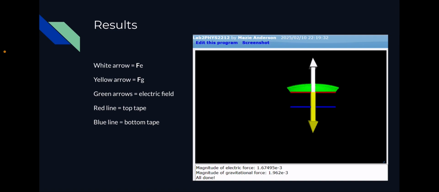So here are my results. As you can see on the right, this is the model that was generated through that code. And it shows that the electric field, and so the electric force, and the force of gravity are roughly equal, with the magnitude of the electric force being 1.674 times 10 to the negative 3, and the gravitational force being 1.962 times 10 to the negative 3. So they're fairly similar, not entirely similar, but mostly balance each other out.